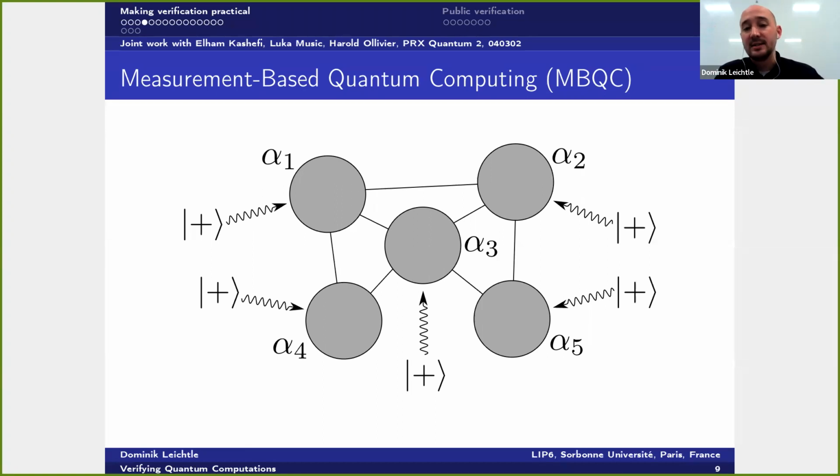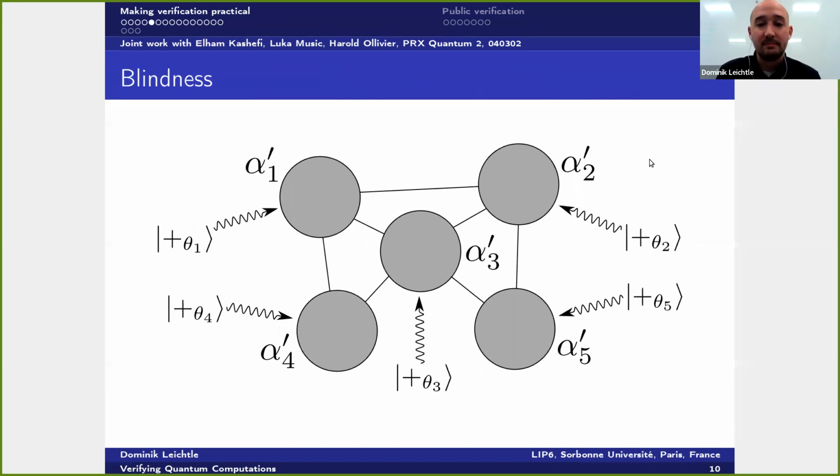And since anyway it's equivalent, we could also express this in principle in the circuit model. So one could just translate it. So how does one add blindness to it? And you can see that this almost looks the same. What changed is that now the initialization of the qubits does not happen anymore in plus states, but in rotated plus states, so plus theta states.